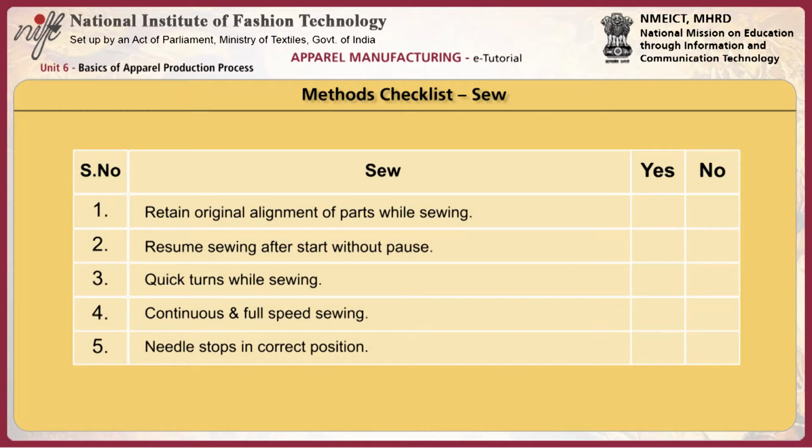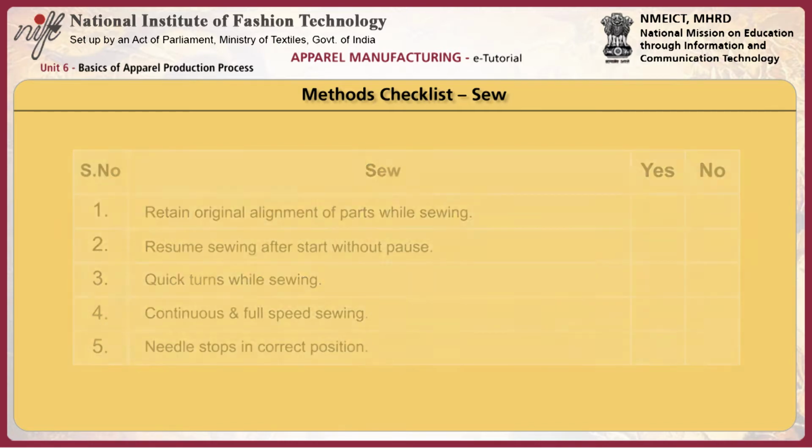This checklist can be used during sewing. Retain original alignment of parts while sewing. Resume sewing after a start without pause. Quick turns when sewing. Continuous or full speed sewing. Needle stops in correct position.